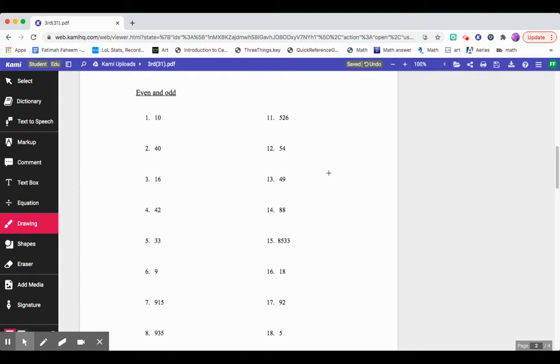Okay, now let's do this. We have to write whether the number is even or odd. Last time I told you that if you can divide the number by 2 and get a whole number, then it's gonna be even. And if you divide by 2 and you get a decimal or not a whole number, it's gonna be an odd number.